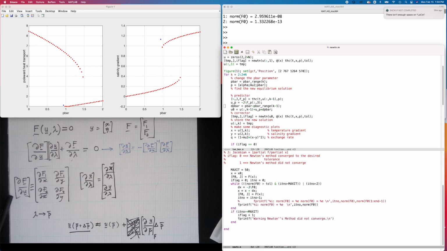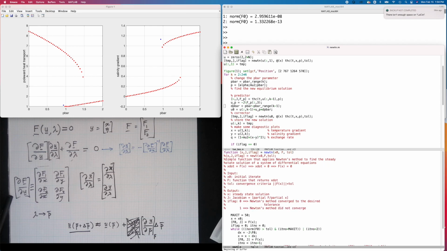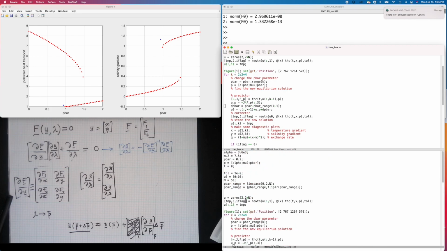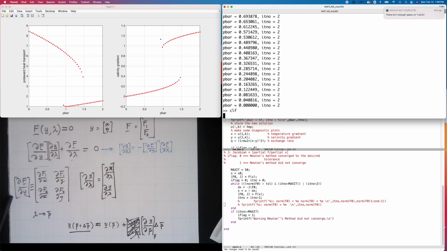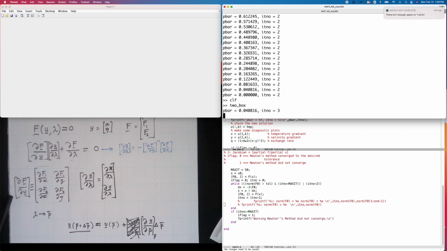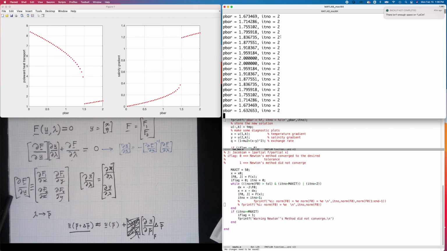Alright, so I have the iteration number. I do compute it, but it doesn't get used. So we'll pass it out as an optional output. Now I'm going to print out the number of iterations. Fprintf it number equals percent. Let me do it one more time. All right, so iteration number seems to be 2 almost everywhere, except when we got near the nose points.